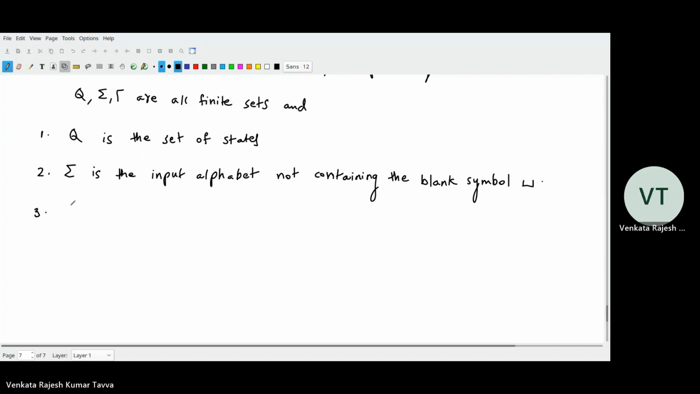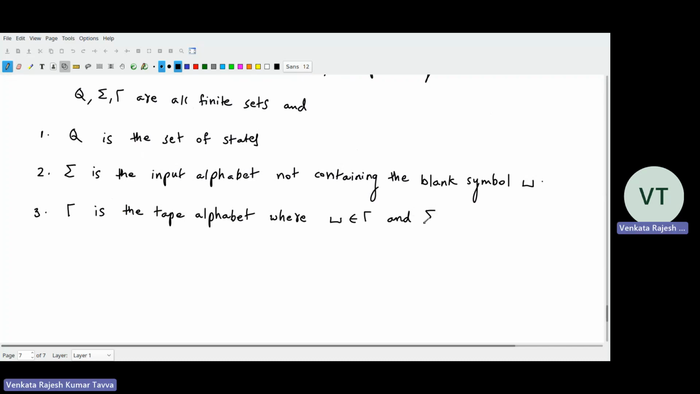Third, gamma is the tape alphabet, where blank belongs to gamma and sigma is a subset of gamma.